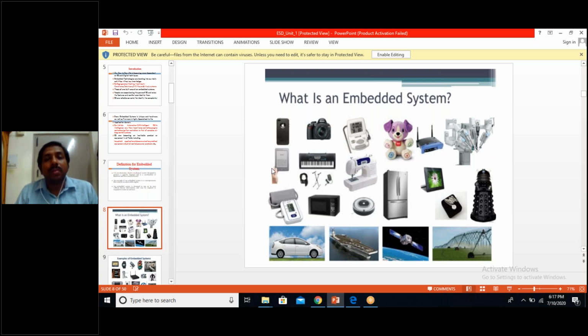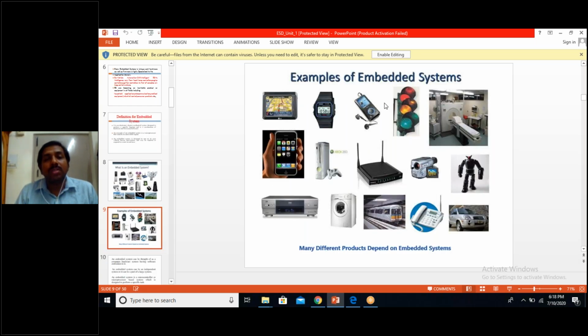So these are some of the examples for embedded system, like digital camera, microwave oven, refrigerator, car, electronic toys, satellite system, navigation systems, missile systems, digital watch, traffic light controller, DVD players, washing machine, metro rails, digital camera, medical equipment. So these all like our smartphones. Everywhere embedded system is there.